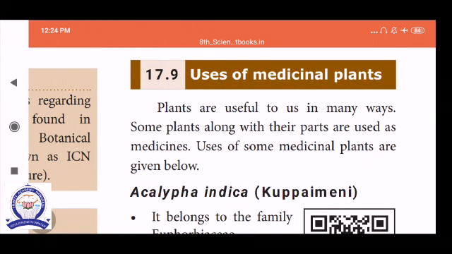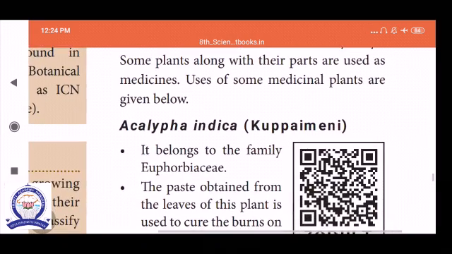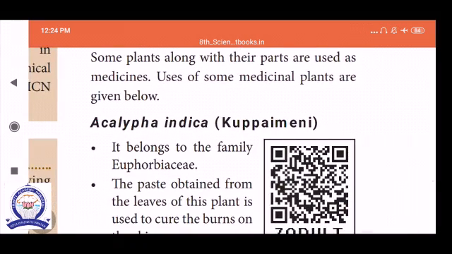Plants are useful to us in many ways. Some plants, along with their parts, are used as medicine. Uses of some medicinal plants are given below. Majority of the plants are used for some purpose for humans, animals or anything else. First plant, Acalypha indica is the scientific name.